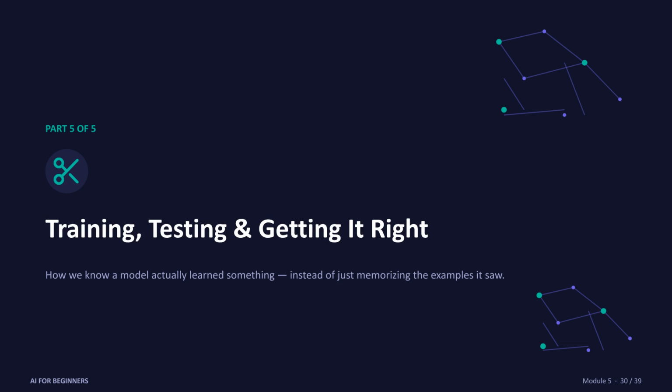Finally, we reach part 5. Now that we understand how these models learn, we need to discuss how we verify that they have actually learned a pattern, rather than just memorizing the data they were shown. Let's look at training, testing, and getting it right.